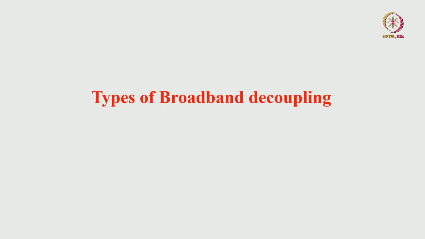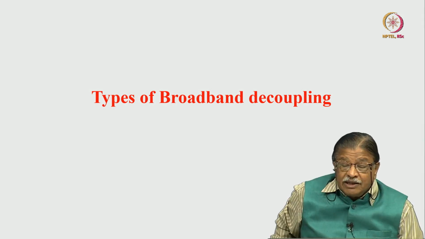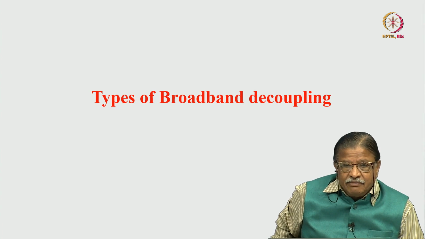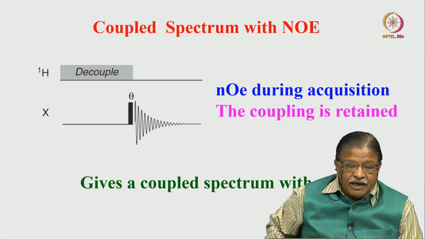But then just to give you an idea, how do we do the broadband decoupling? I already told you. We apply the RF power at the proton frequency and saturate the protons while detecting the carbon. That is decoupling, a hand-waving argument. This broadband decoupling can be done in different ways.